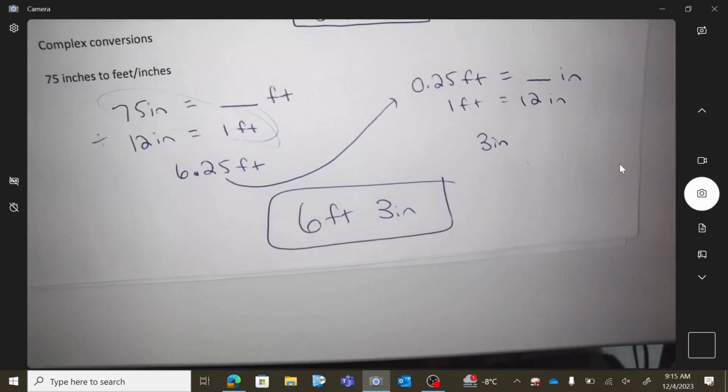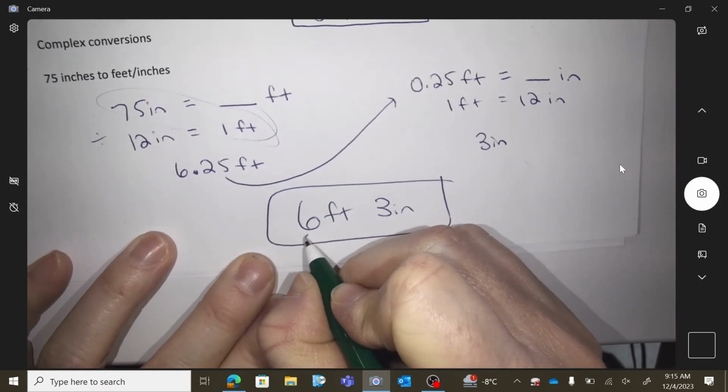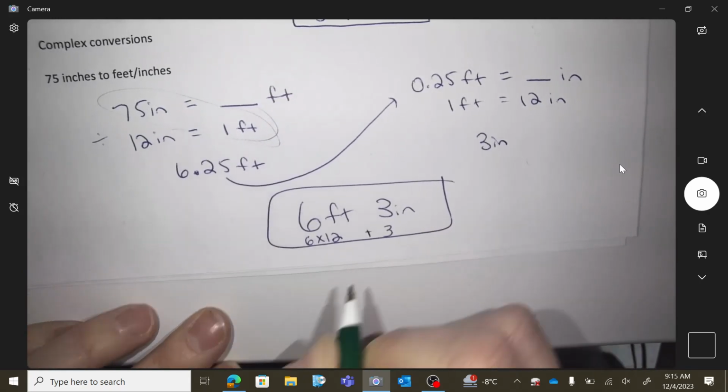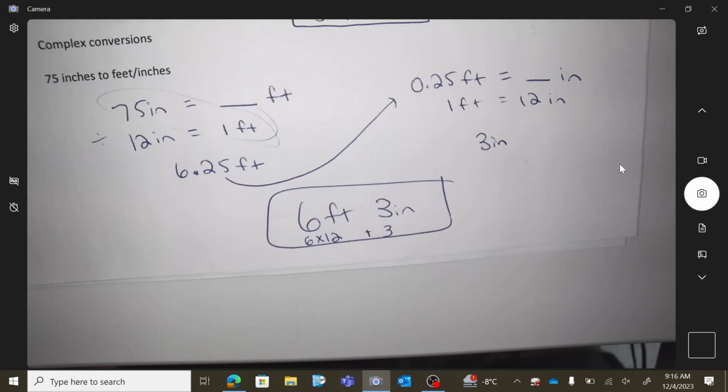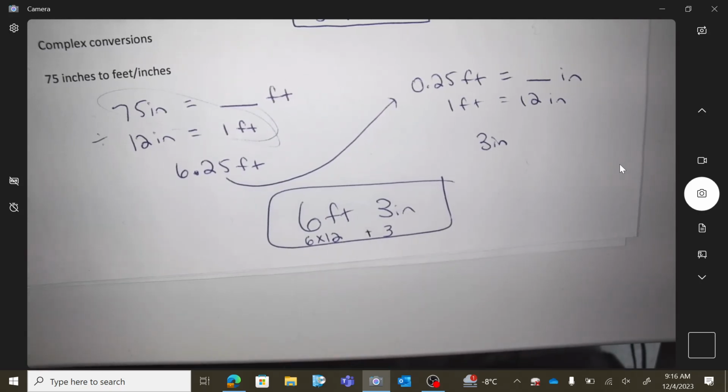Okay, it's actually very easy to check your answer on this. If I go like this, 6 times 12 plus 3, that should make 75, because 6 feet of 12 inches plus 3 more should total 75.